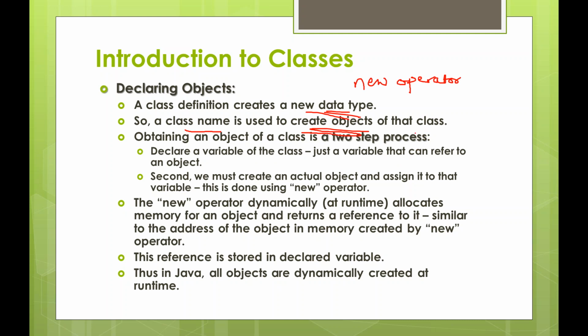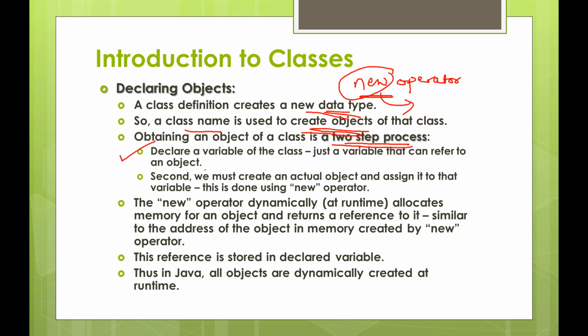So what are the steps involved in creating an object? We use the new operator. This allocates memory and then returns a reference to that memory, and that reference is assigned to a variable. That is when the variable becomes an object. So creating an object itself is a two-step process. Let us see what those two steps are.